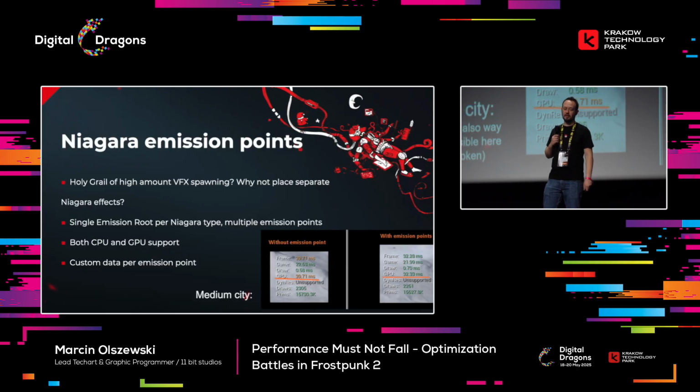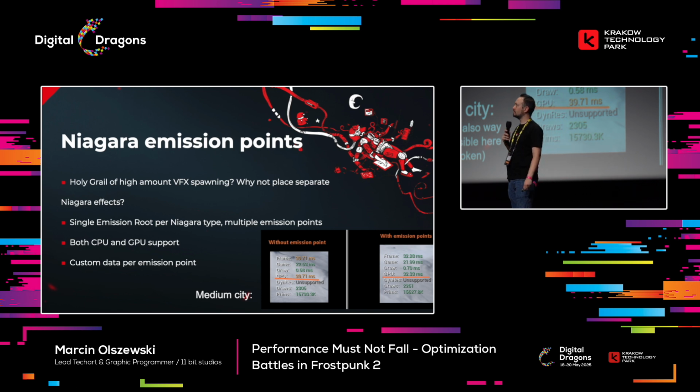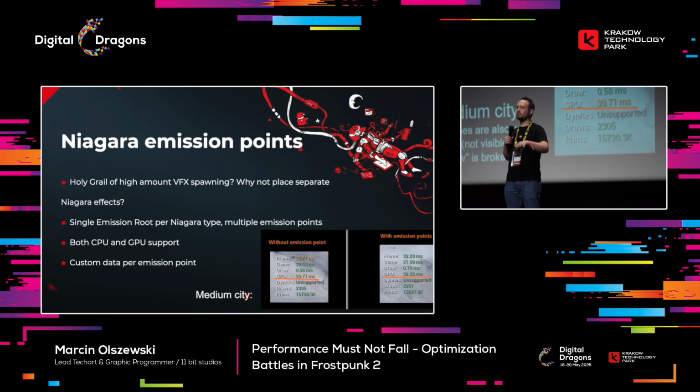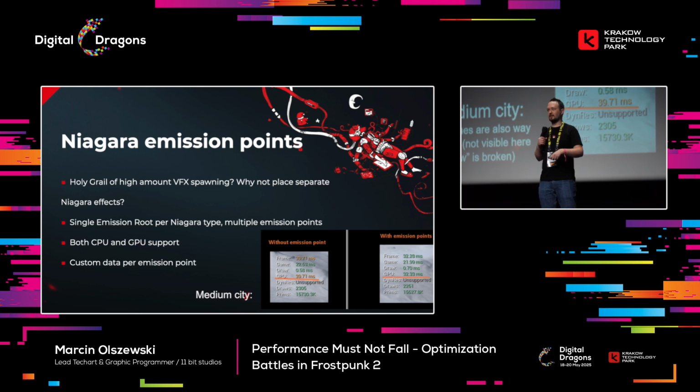So we have Niagara emission points. It's our system that is similar to a new feature named Niagara channel data, but it's a bit simpler to configure for artists, because in that new Unreal feature you need to define it by yourself for the whole system. But here you are just making an emitter and you use one function to sample the position and the custom data, and it works automatically, like drag and drop.